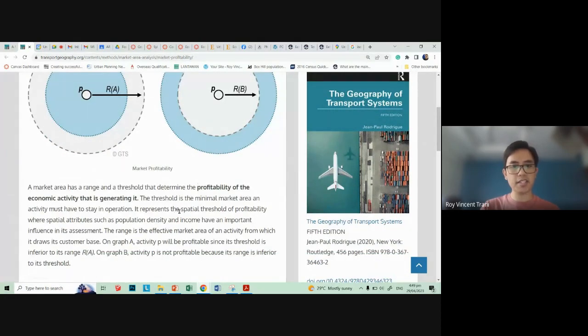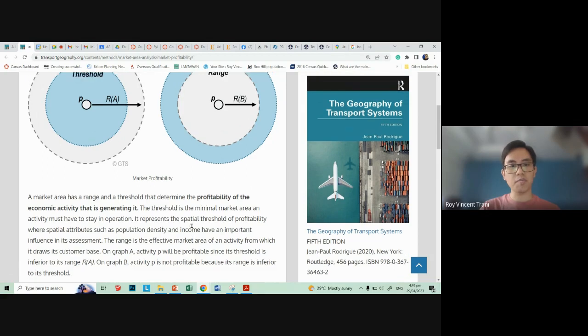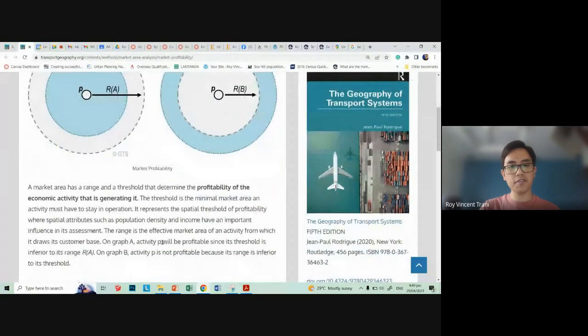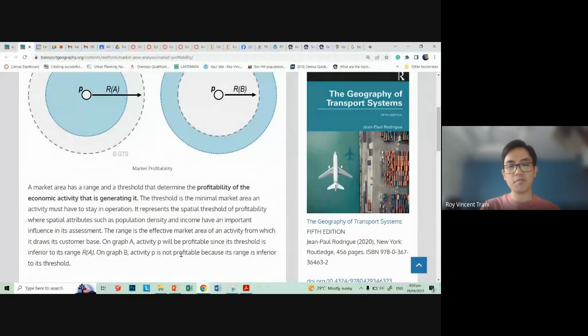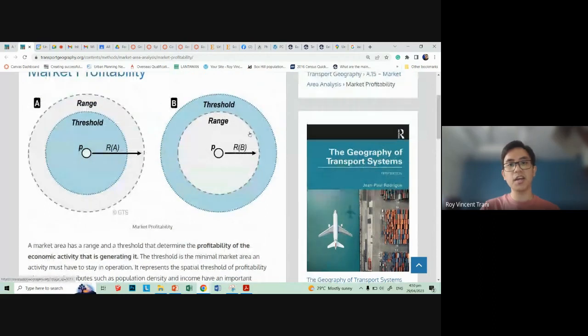The threshold represents the spatial threshold of profitability, where spatial attributes such as population density and income have an important influence in its assessment. The range, the market range, is the effective market area of an activity from which it draws its customer base. On graph A here on the left, activity P will be more profitable since its threshold is inferior to its range. If the range is larger than the threshold of that given market, it is creating a profit. Meanwhile, on graph B, activity P is not profitable because its range is inferior to its threshold. If the range becomes lower than the threshold, the business does not have enough customers to survive. So these are market range and market threshold, just basic concepts.